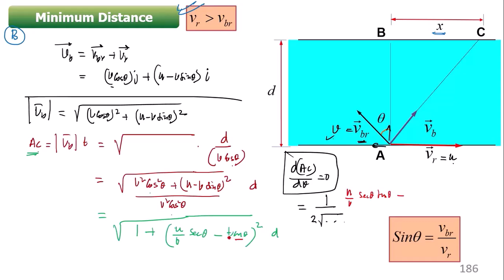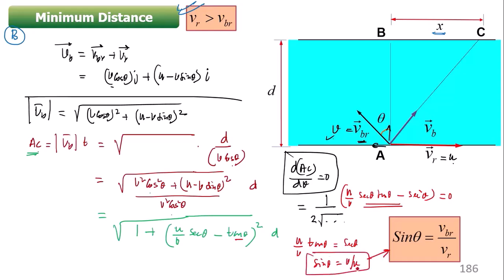Minus tan theta. What is tan theta? Sec square theta. That number should be equal to 0. If I put the numerator to be 0, one sec theta cancels out. So I am left with U by V tan theta should be equal to sec theta. Sec theta means 1 by cos and tan means sin by cos. So cos cancels out. So sin theta becomes how much? Sin theta becomes V by U.